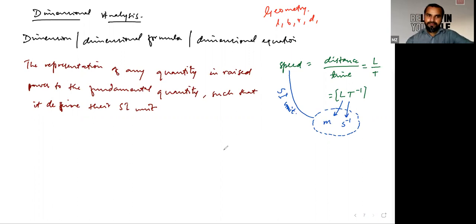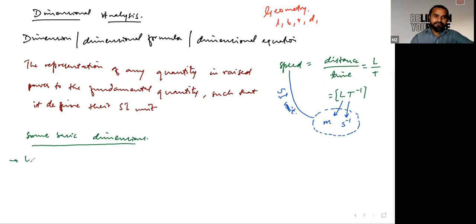Yes, sir. Okay. Now I'm defining some basic or fundamental dimensions related to some terms. On the basis of that, you would be able to define the dimension of all other terms. So, some basic dimensions or dimension formulas.